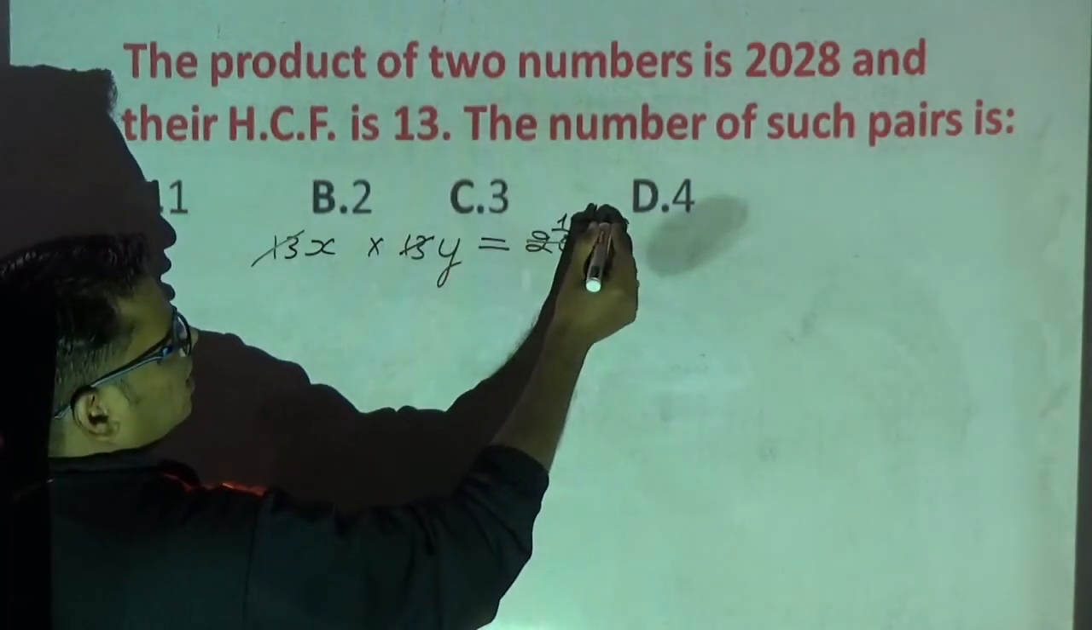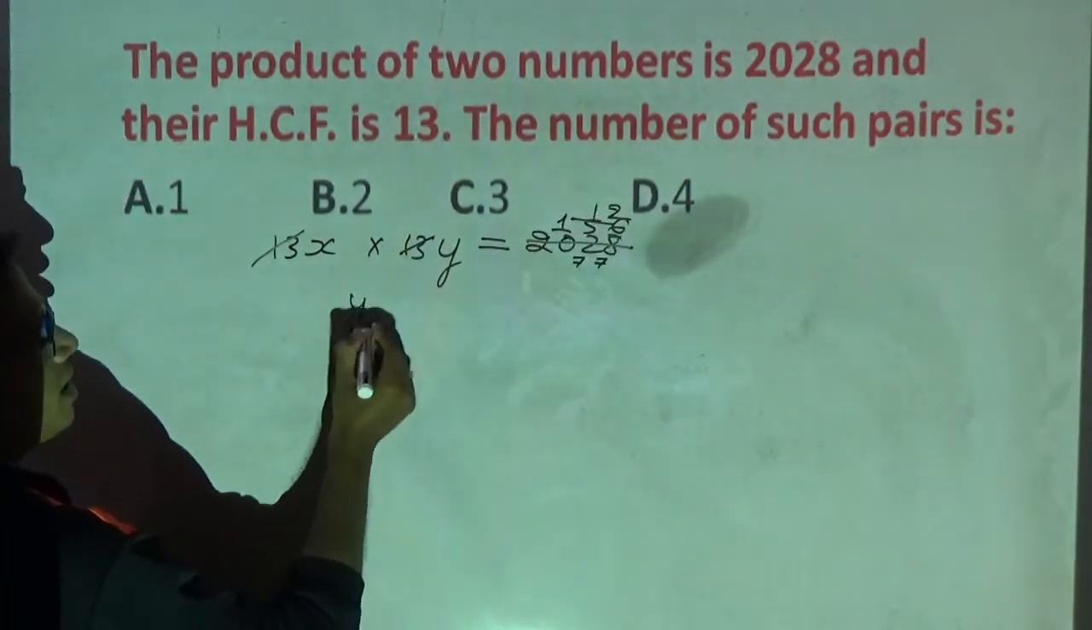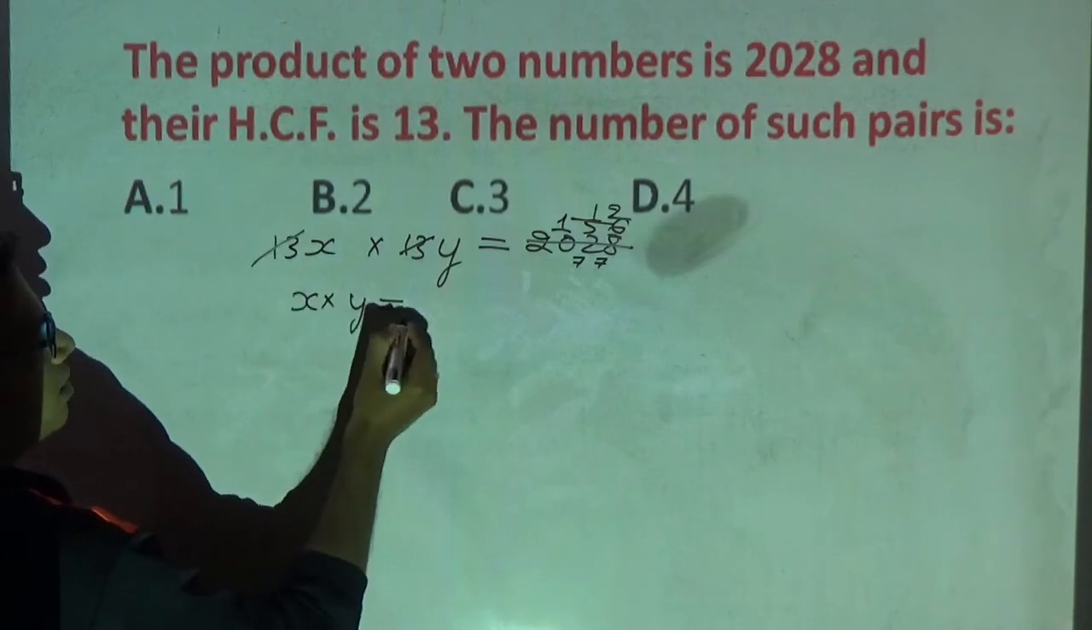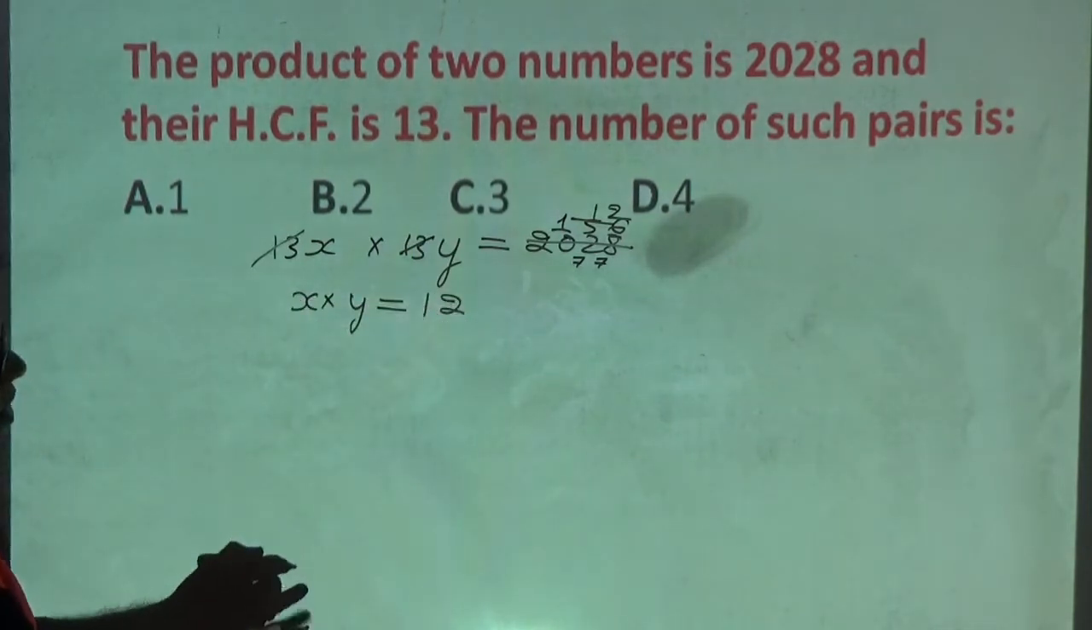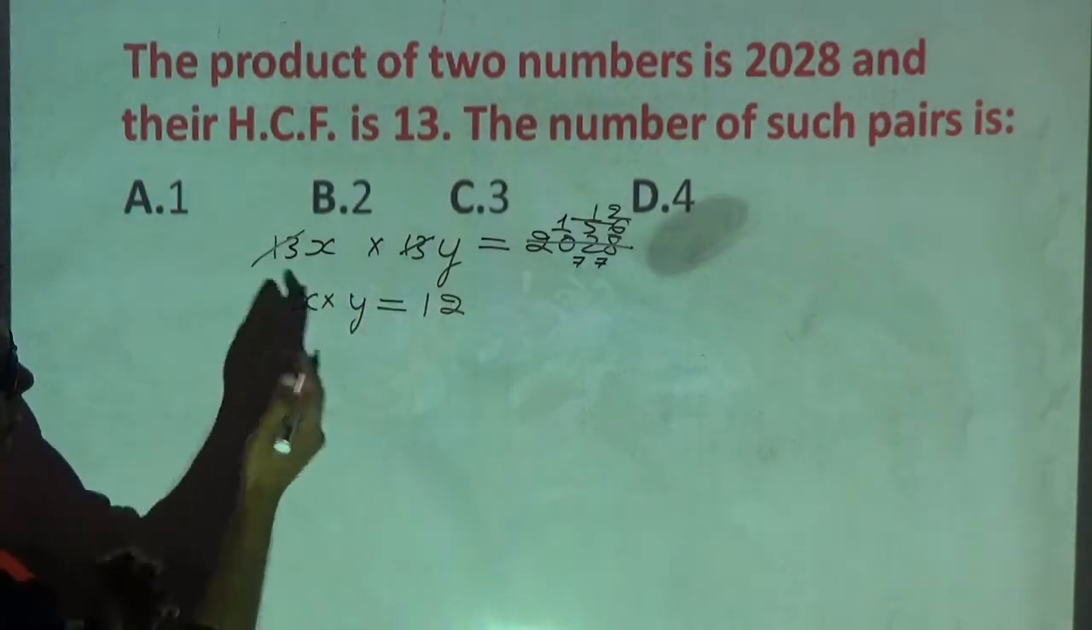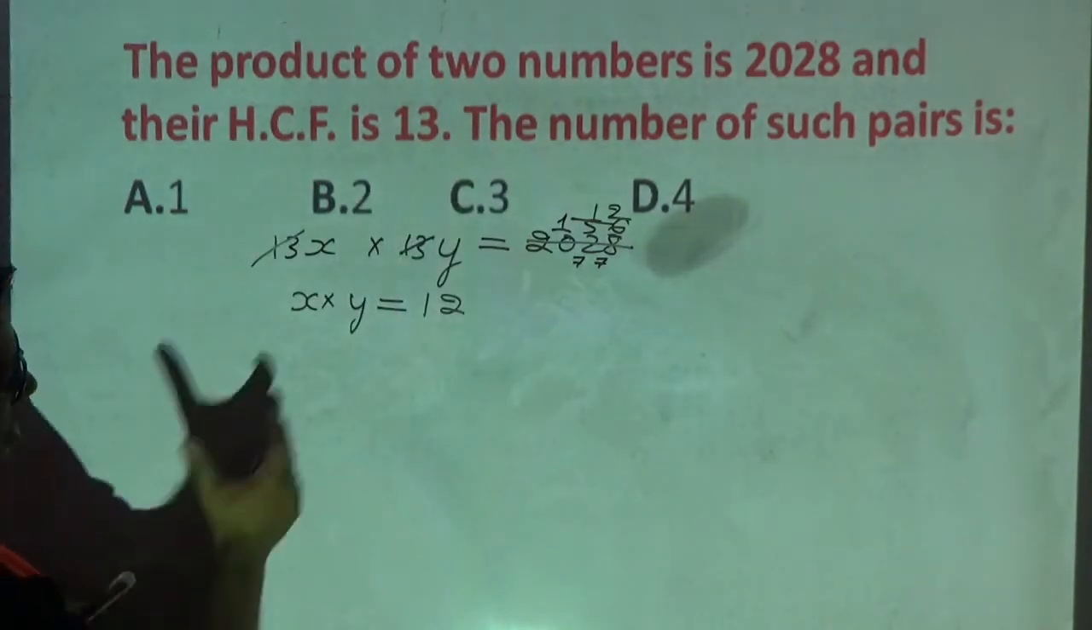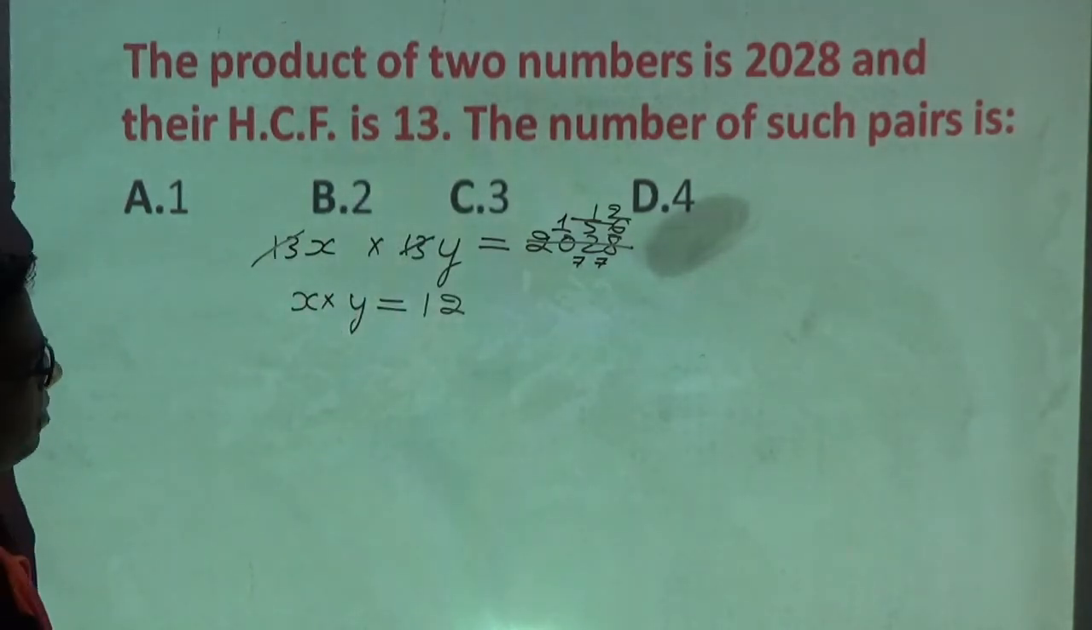13 1s are 13, two times. So x into y is what? 12. X into y is 12. Now after taking your HCF and simplifying, the remaining two numbers are always what? Co-prime numbers.